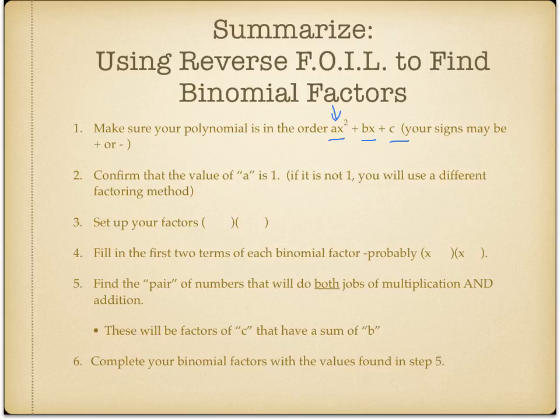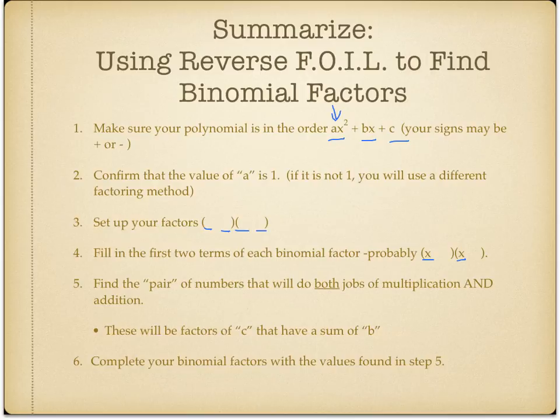Set up your factors, get ready to fill in your x term here in your first space, and then your other terms right here. Fill in the first two terms for each binomial factor. Remember, it's probably going to be x times x. Then find the pair of numbers that will do both jobs of multiplication and addition. These will be factors of C that have a sum of B. Set up your factor table as I did, if that helps you. And complete your binomial factors with the values that you found in step 5.